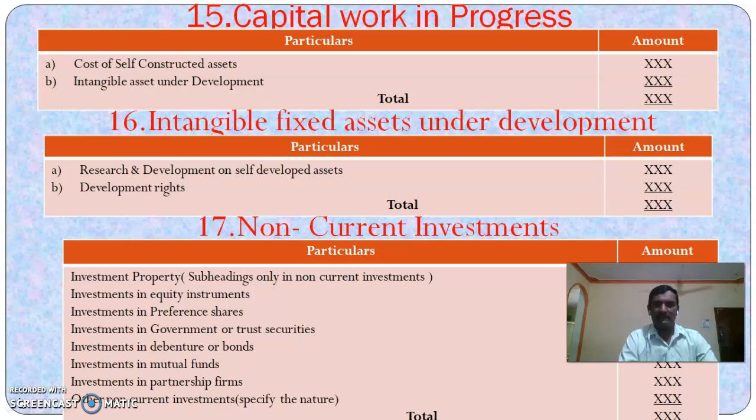And in intangible fixed assets under development, we cover information like research and development on self-developed assets and even development rights also. And then non-current investments cover investment property, investment in equity instruments, investment in preference shares, investment in government or trust securities, or in debentures or bonds, in mutual funds, partnership firms, and any other non-current investments are also to be specified with the nature.